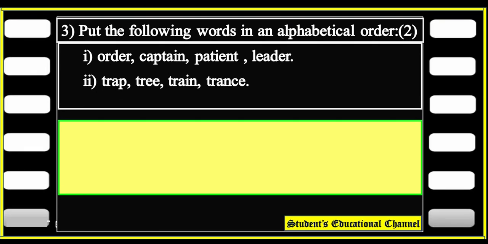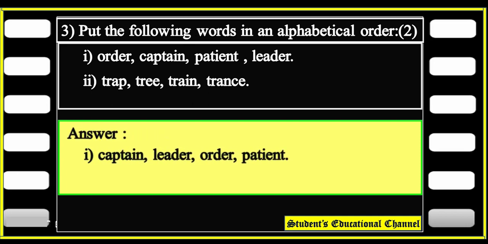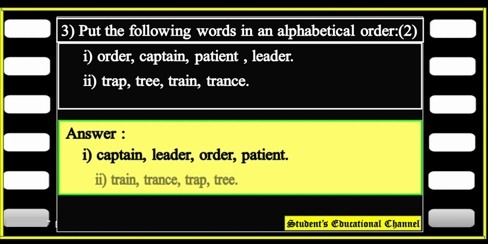Third, put the following words in an alphabetical order, 2 marks. Answer: First, captain, leader, order, patient. Second, train, trance, trap, tree.